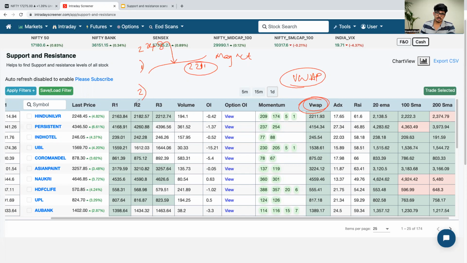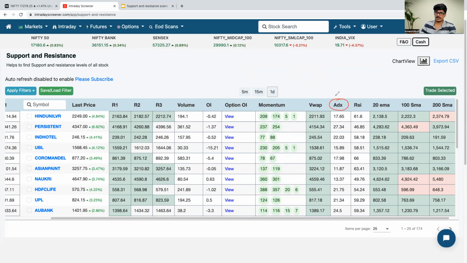The second way that you can make use of VWAP is, suppose, for example, this is the VWAP level. On the current trading day, if the LTP or close breaks out of its VWAP level, you can go long in that specific share. If it breaks down, you can go and take a short position in that specific stock. So that is how you can make use of VWAP.